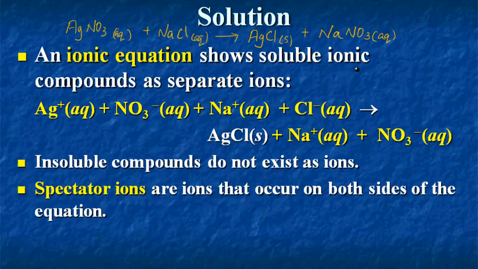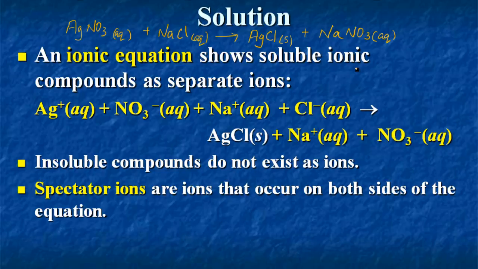Now here is the new term, spectator ions. Spectator ions are ions that occur on both sides of the equation. Spectator ions, as the word suggests, are just spectators. They are just hanging out there. They are not participating in the chemical reaction. If you go to a match and you are just sitting there and watching, then you are a spectator. You are not playing, right?